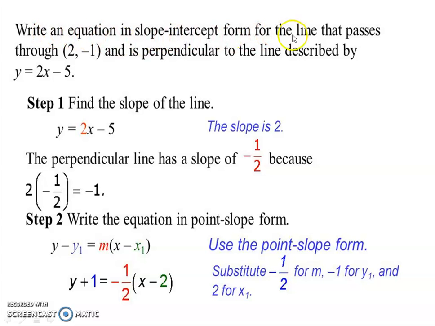Write the equation of the line in slope intercept form, passing through 2, -1, perpendicular to the line described by y is equal to 2x minus 5. Find the slope of the line y is equal to 2x minus 5. We know that y is equal to mx plus c, so m is equal to 2. For the perpendicular line, the slope satisfies m1 into m2 is equal to -1. That's why -1 upon 2 is m2. 2 into -1 upon 2 is -1. That means it is perpendicular.